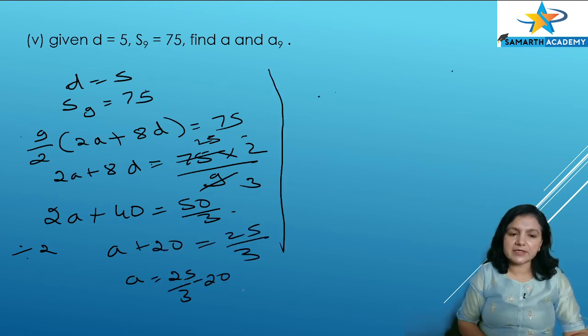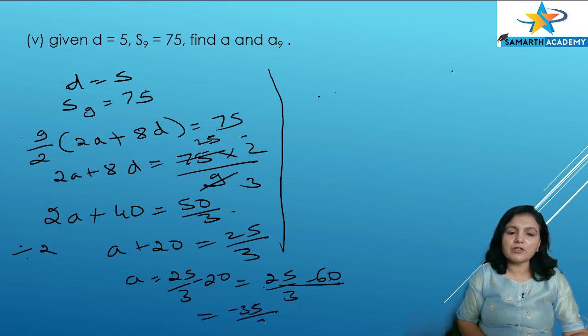Now sending 20, that is 3. So this becomes 25 by 3 minus 60. 25 minus 60 by 3, which is minus 35 by 3. We got the value of A.